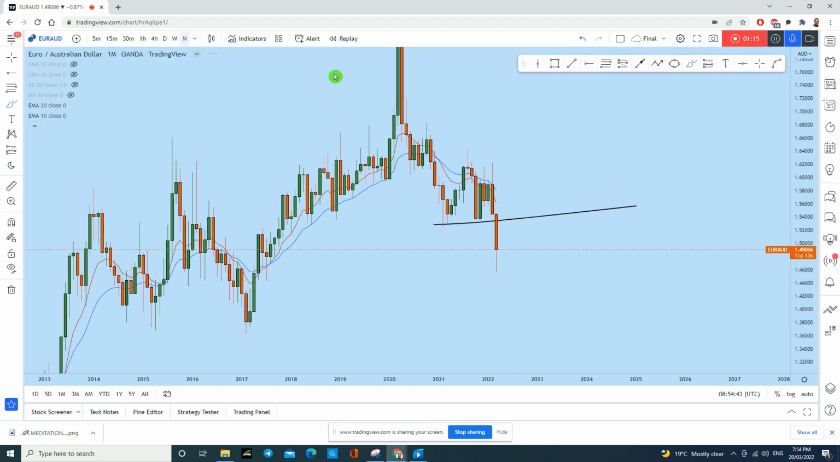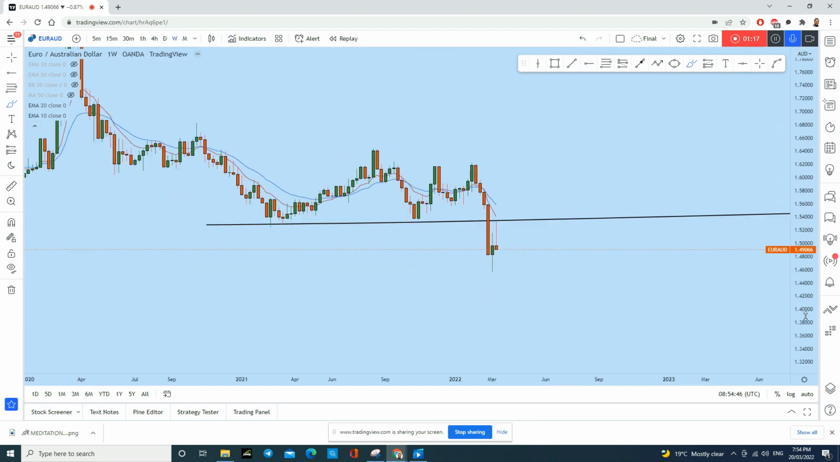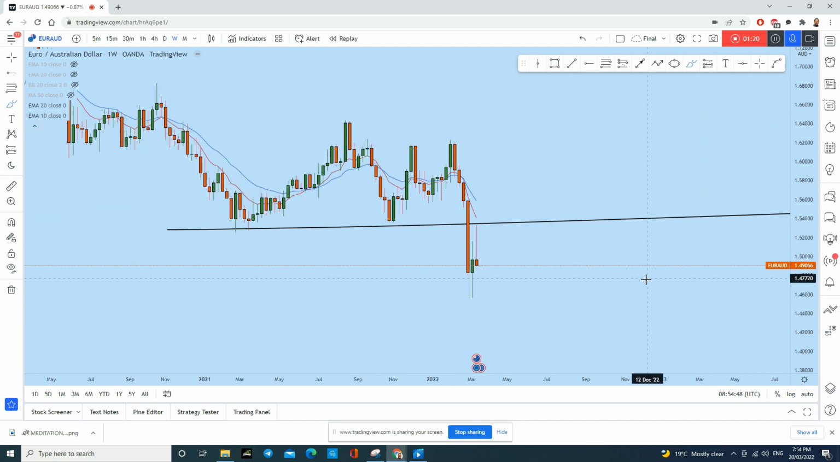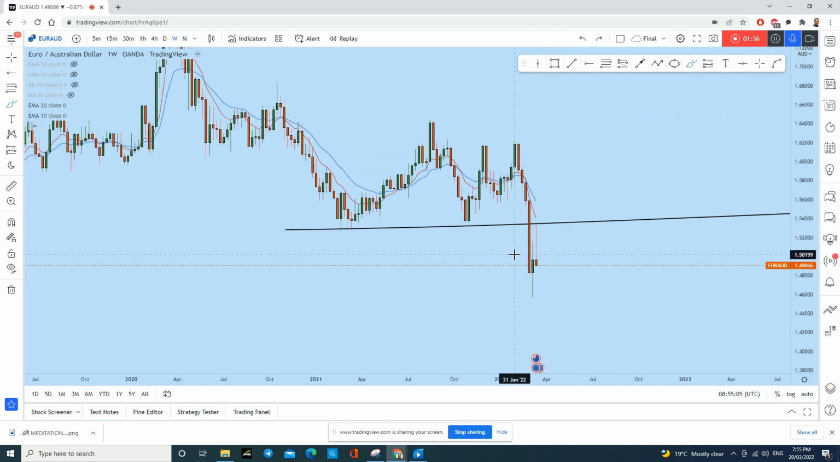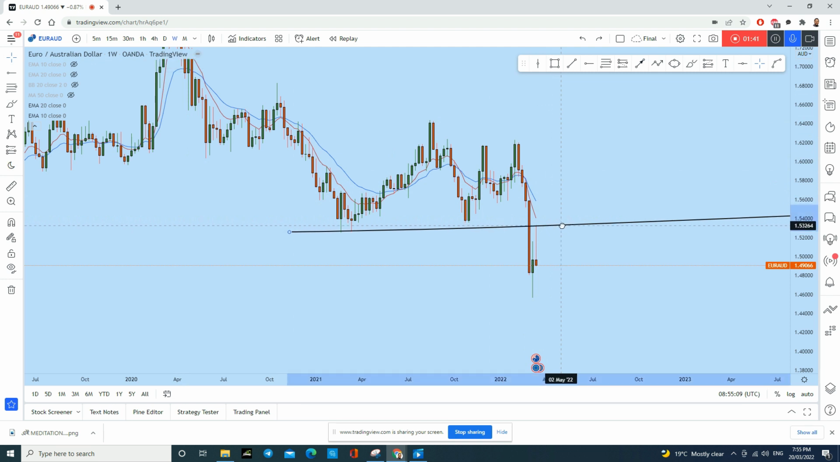Now let's see on the weekly time frame how the price action is forming. With that being said, on the weekly we have seen in Euro AUD a textbook pin bar. This is a textbook pin bar with a long wick at the top and a smaller body at the bottom. With this long wick, Euro AUD tested this very important level of support as a resistance.